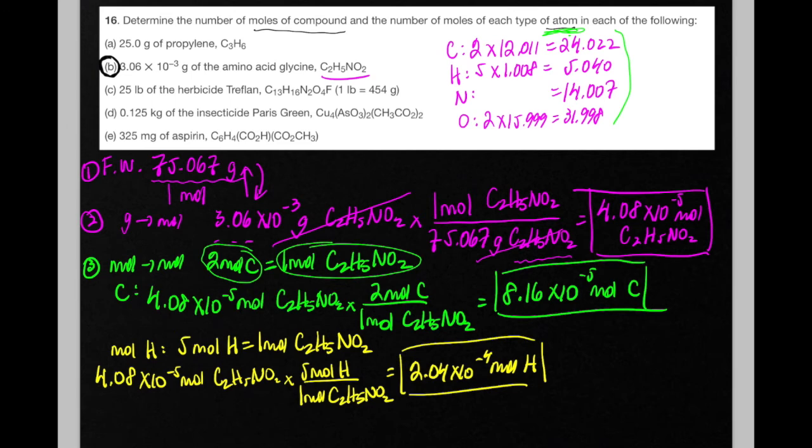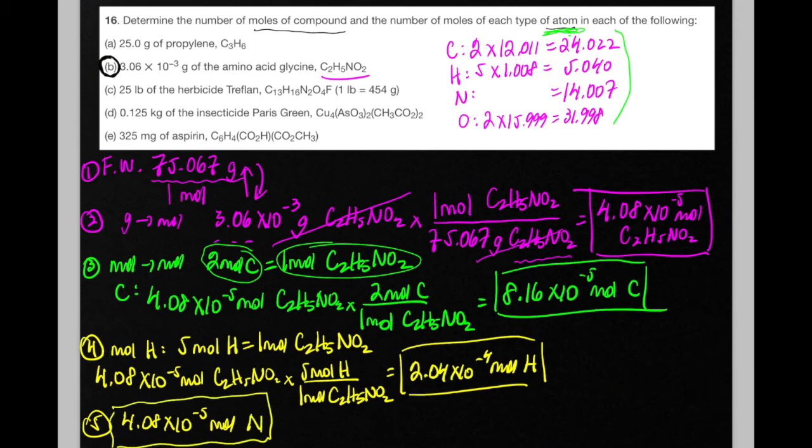Now, because the nitrogen has a subscript of 1, the number is going to be the same. You could show the work and everything like I'm doing it here if you like. I'm kind of out of room, so I will just make a note of that. There's going to be 4.08 times 10 to the minus 5th moles of nitrogen. And we know that because the subscript for nitrogen is just 1. It's not shown.